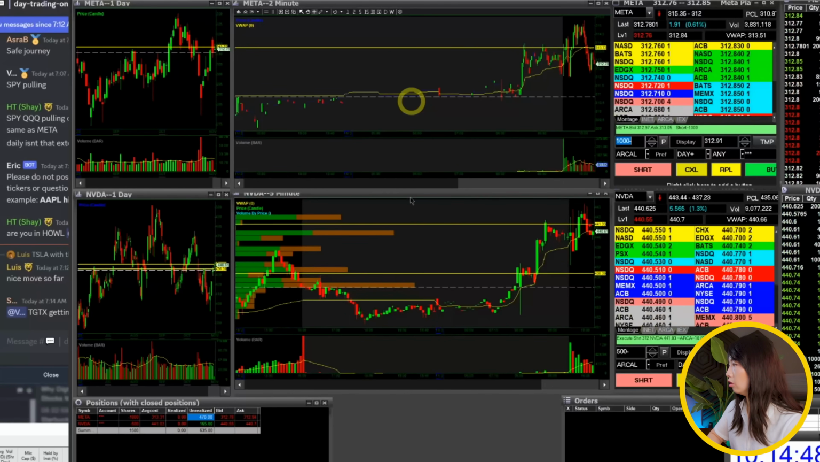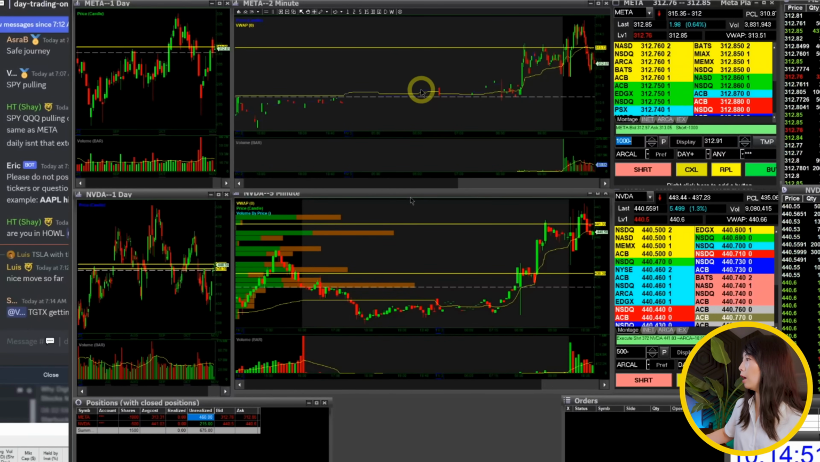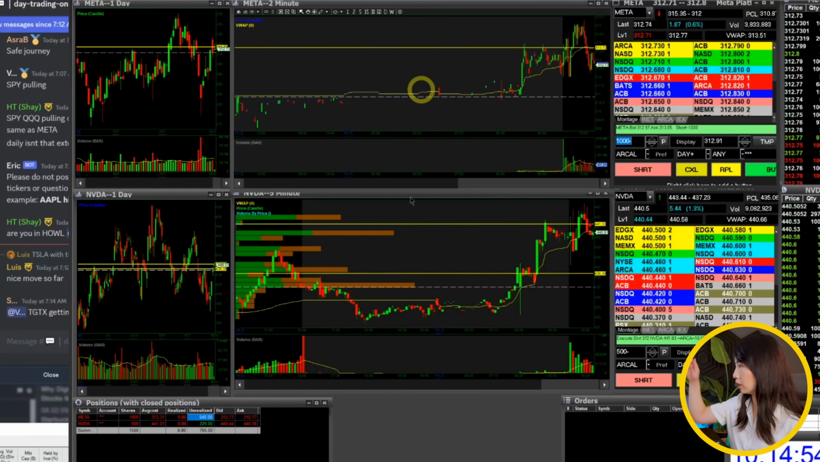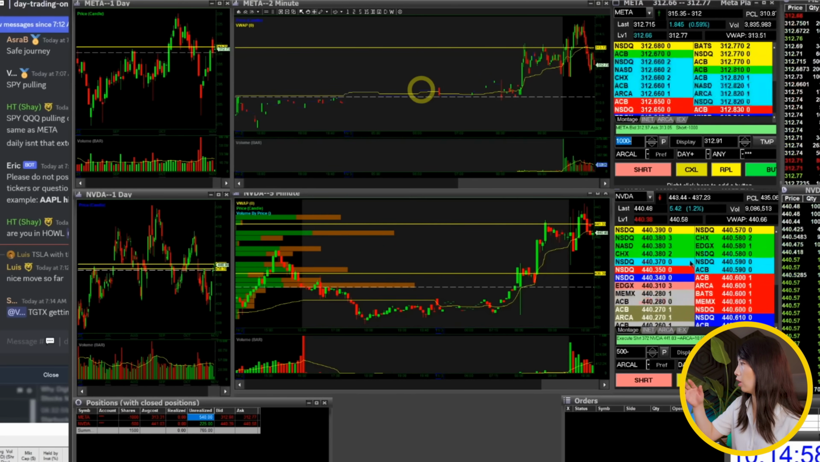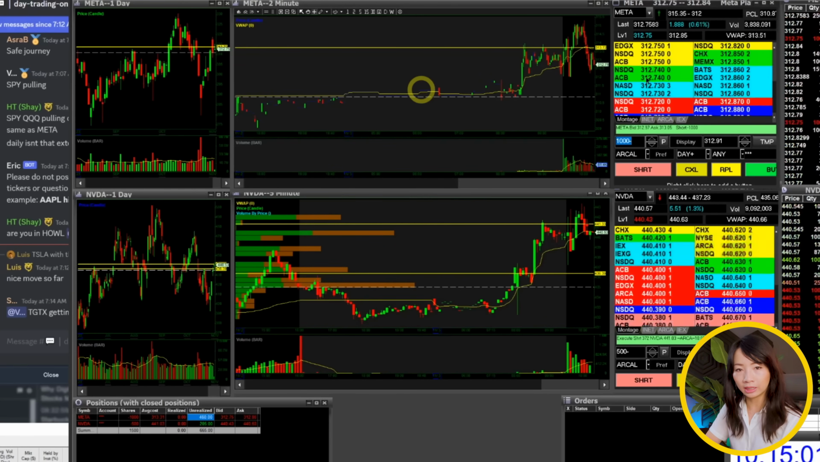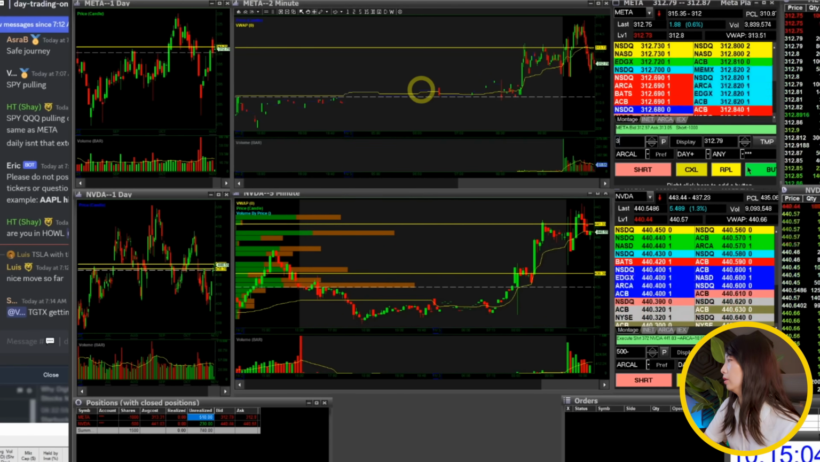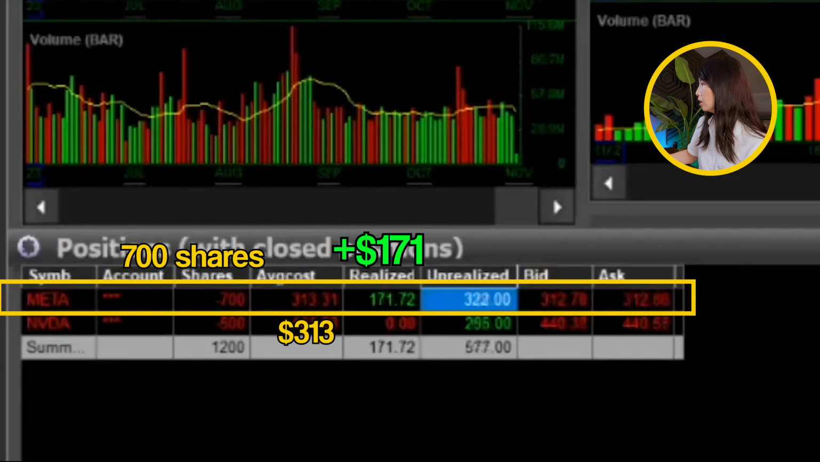Okay, fast forward a little bit. You can see 2-minute chart on Meta on the top. After that bounce we talked about, now we are on the 2-minute selling off back to 312s. You're going to see me trying to cover partial position. Okay, I cover 300 shares, locking in about $170, and holding on to the remainder of 700 shares short.